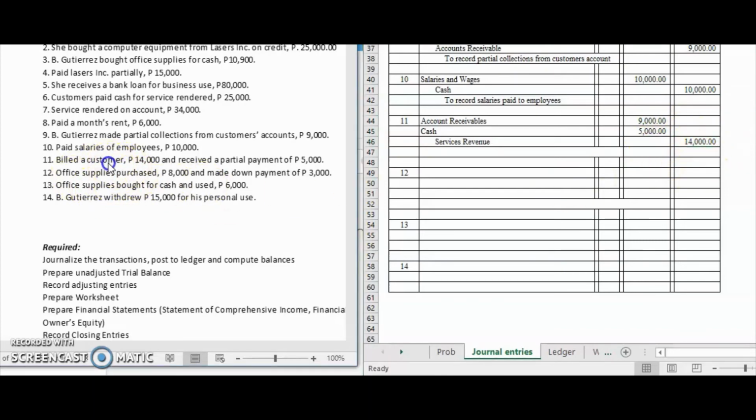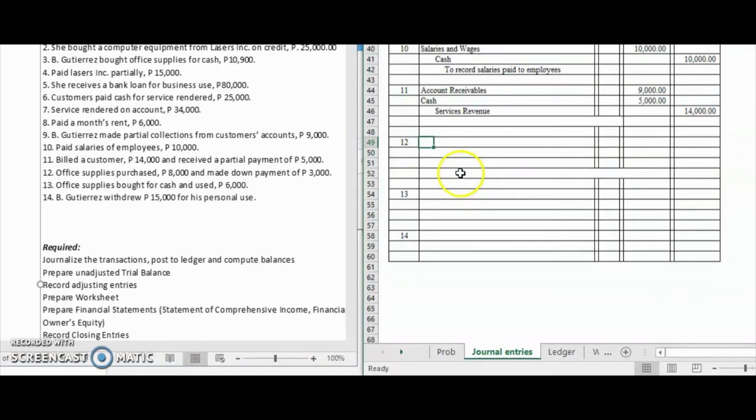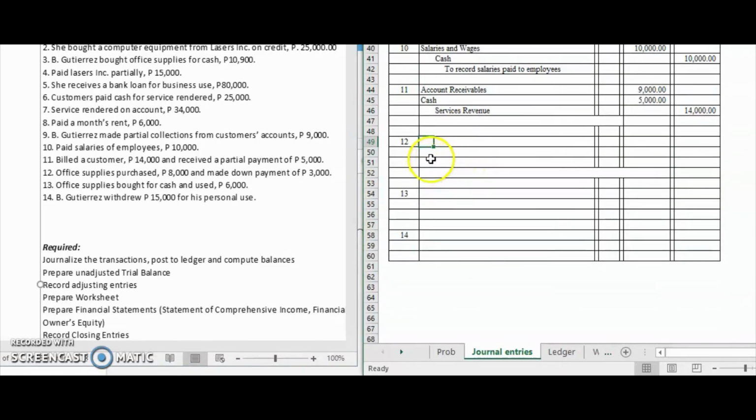That is for 11. 12, office supplies purchased 8,000 and made a down payment of 3,000. Bumili ka pero hindi mo binayaran ng buo. Okay, let's write yung journal entry nito. Okay, so bumili ka ng office supply. May pumasok na office supply sa business, so you debit that. Why? Office supplies normal balance is debit because office supply is under asset.